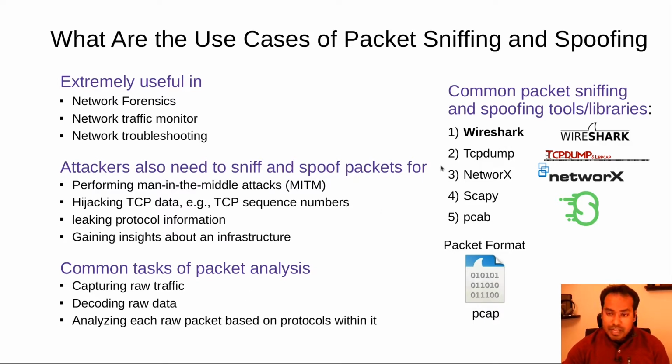The common tools and libraries that we can use are Wireshark, tcpdump, Nmap, Scapy, and pcap. Scapy and pcap are libraries and the rest are tools. The format that we use to store this raw traffic data is pcap. This is a universal format, so you can store your raw traffic data using this format, and all the tools and libraries can recognize that format, so you can load this pcap data using these tools or libraries.